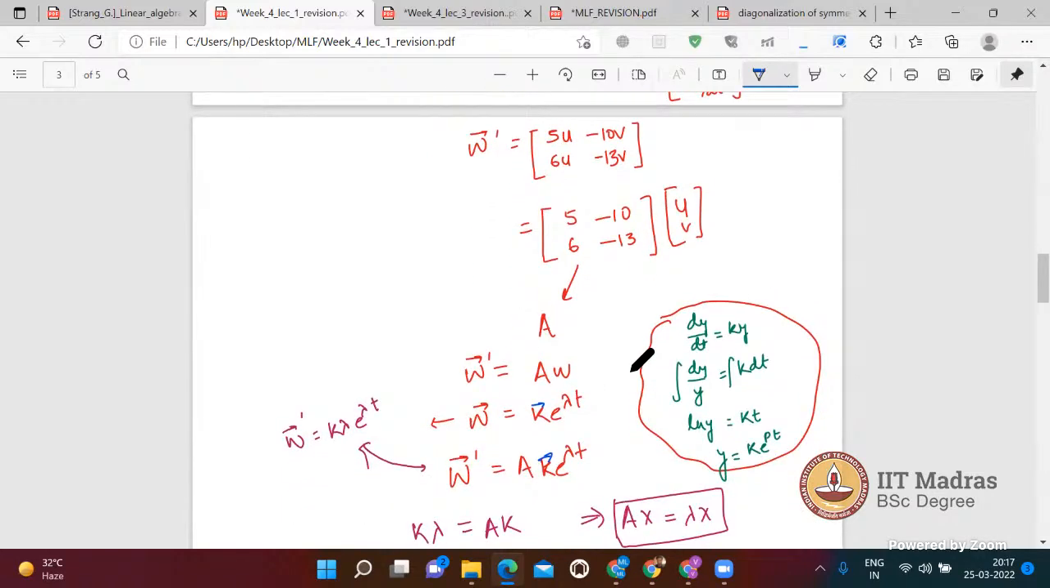So it's a simple example of an ODE, or you can say a differential equation. This is a simple differential equation where dW by dt is equal to some constant, that is the A, times its own variable.